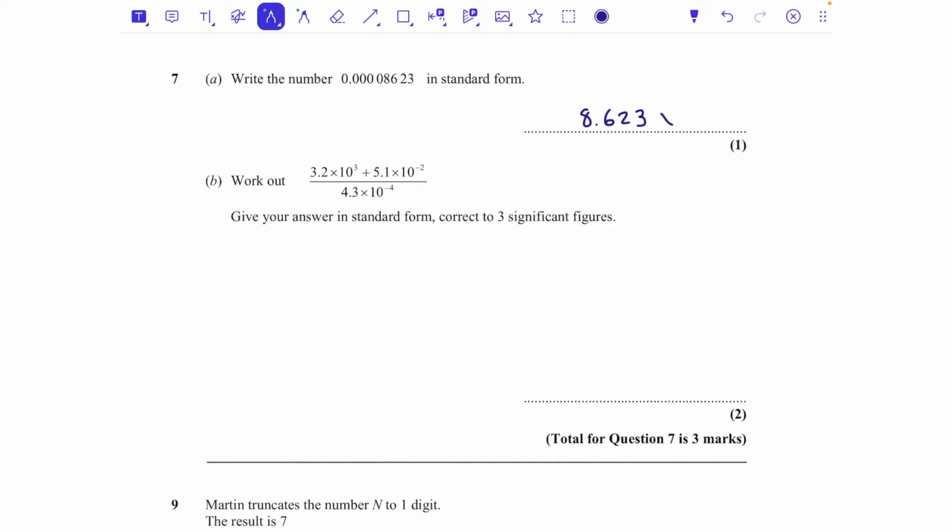8.623 times by 10 to the power of what? Now, because this value is much smaller than 1, we're going to divide by 10, divide by 10, divide by 10. How many times would we need to do that to get the decimal point here between the 8 and the 6? Now, I know it's the numbers that are moving, not the decimal point, but it's much easier to move the decimal point. 1, 2, 3, 4, 5. And because this number is really, really small, it's going to be times 10 to the power of minus 5. That tells us to divide by 10 rather than timesing by 10. So that's your answer to that one.